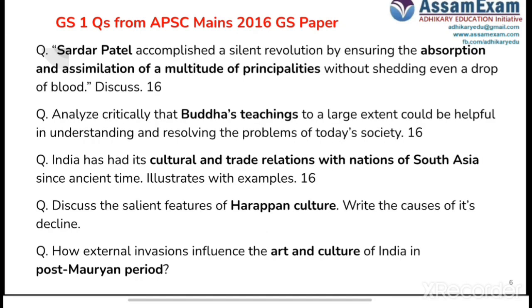Now we can see 2016 GS paper. First question is, Sardar Patel accomplished a silent revolution by ensuring the absorption and assimilation of a multitude of principalities without shedding even a drop of blood. Discuss. So it's about the process that happened immediately after independence. When India got independence, how Sardar Patel cleverly integrated all the disintegrated parts into a single political entity, that is India. So what is the process, how he has done it, that's what they are asking.